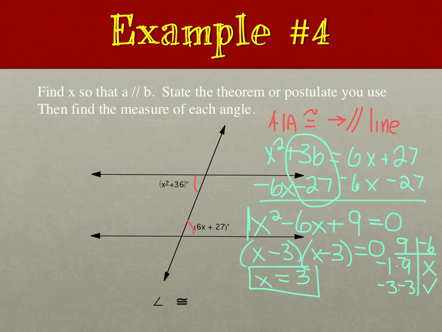I just write 3. All right, so now let's see what we were supposed to find. We have to find the measure of each angle, so let's go ahead and do that. We're going to do 3 squared plus 36. That's 9 plus 36. That's 45 degrees. For this one, if I plug in 3 here, 6 times 3 plus 27. 6 times 3 is 18 plus 27 gives me 45 degrees. If I got two different answers, I know something is off. I messed up somehow. So here, it's 45 degrees, both of them.